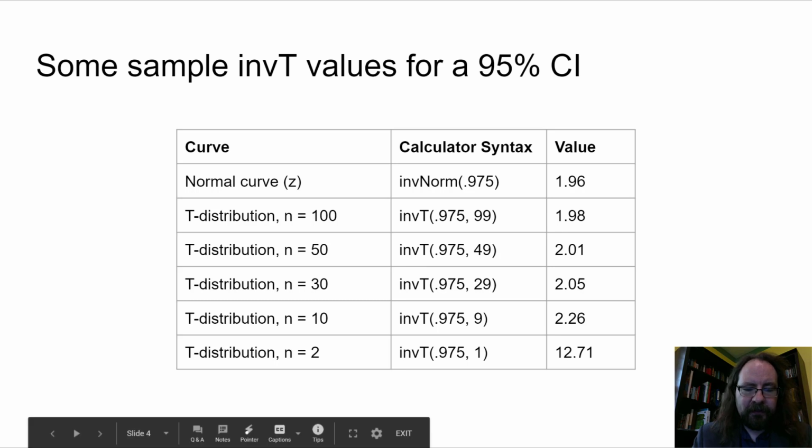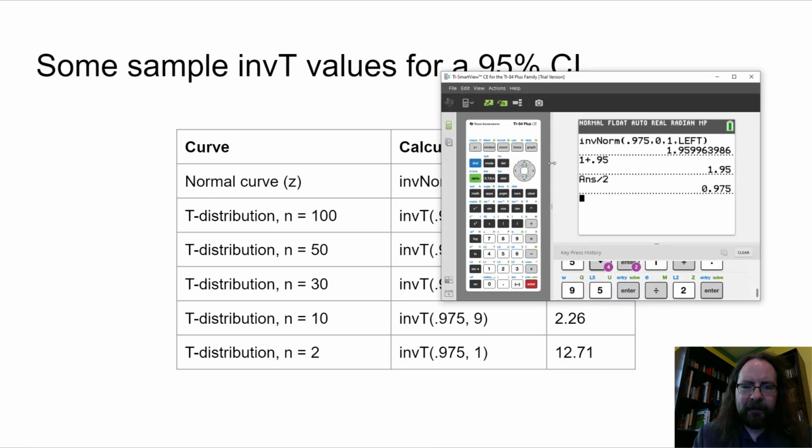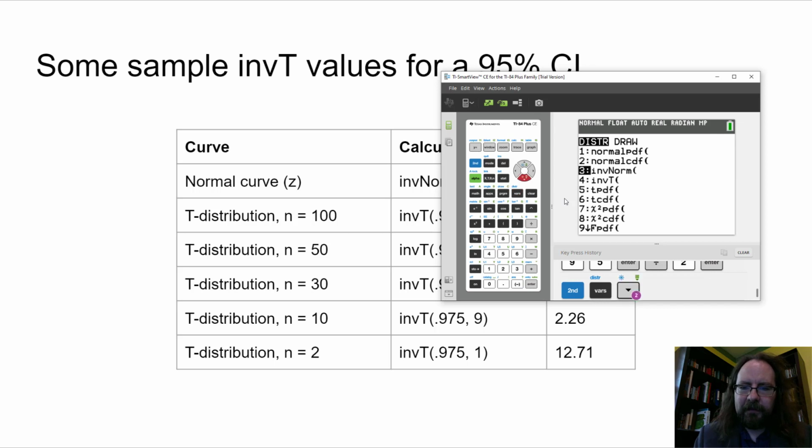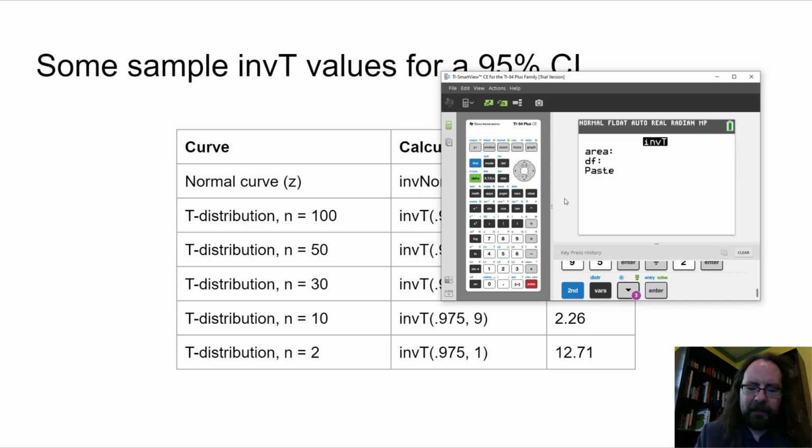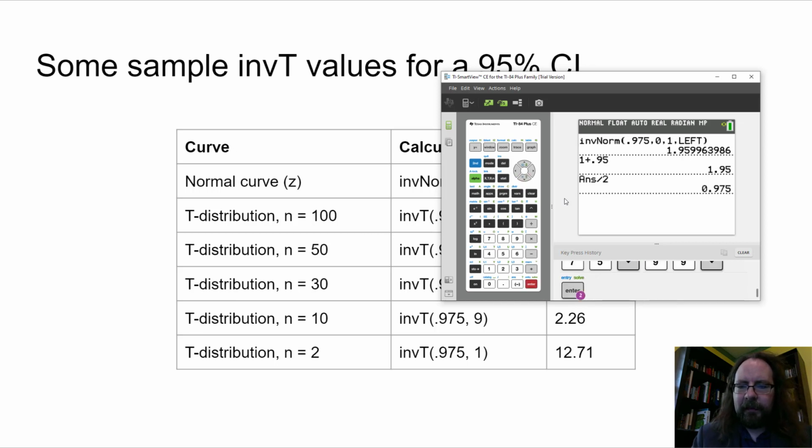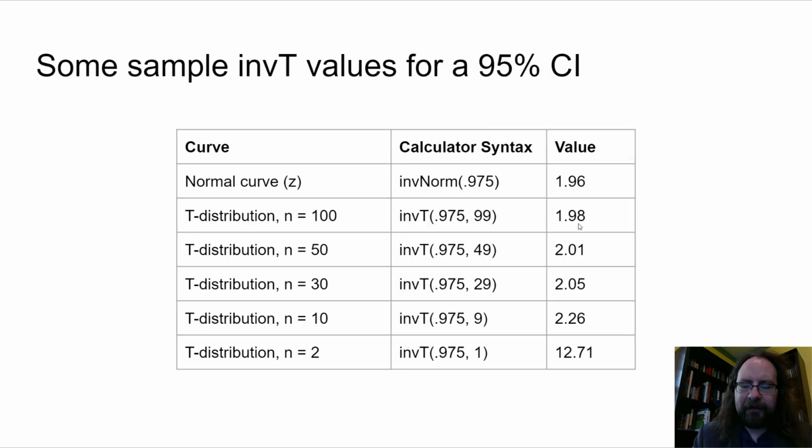So to show you what this would look like as an example, if I pull up my calculator, for this first one, n equals 100, I can do inverse t. And my area is 0.975 because it's a 95% confidence interval. It asks for degrees of freedom, which is 99, one less than my sample size. And it tells me that critical t value is 1.984, which in the table here I rounded to 1.98. All of these are rounded to some degree.